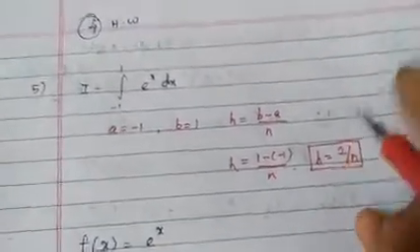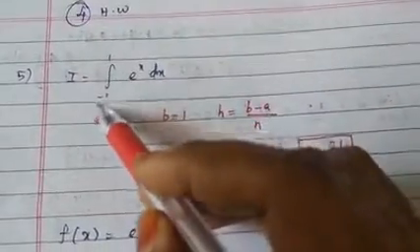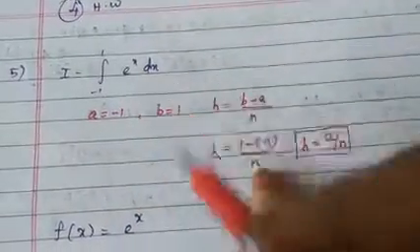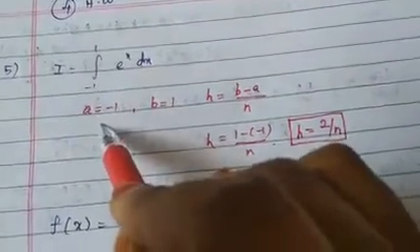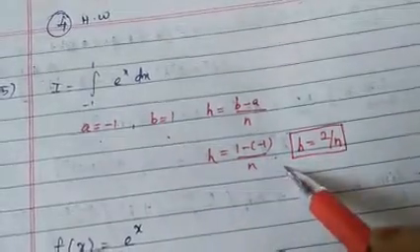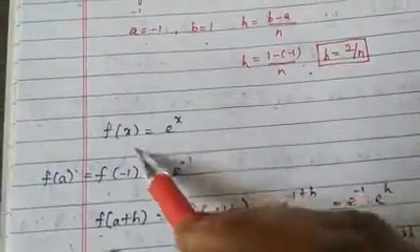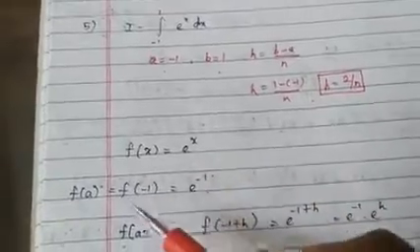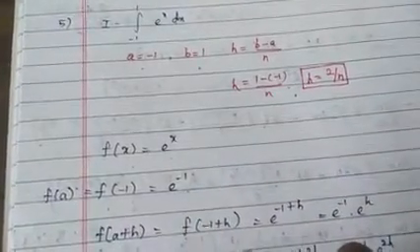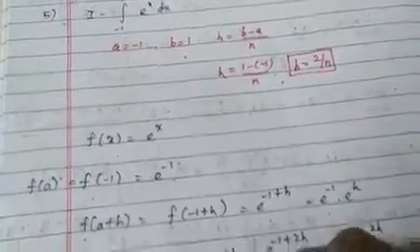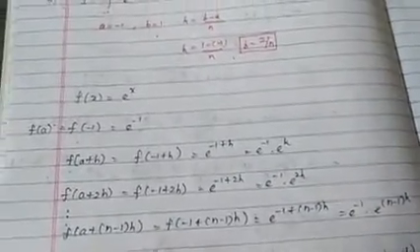Let us move on to the next sum. Fourth sum is homework, and the fifth sum. I equal to integral from minus 1 of e power x into dx. In this, write what is the value of a, b and h. The next step, you need to write what is f of x. After that, what is f of a plus h, f of a plus 2h, up to f of a plus n minus 1 into h. I have written, just go through it.